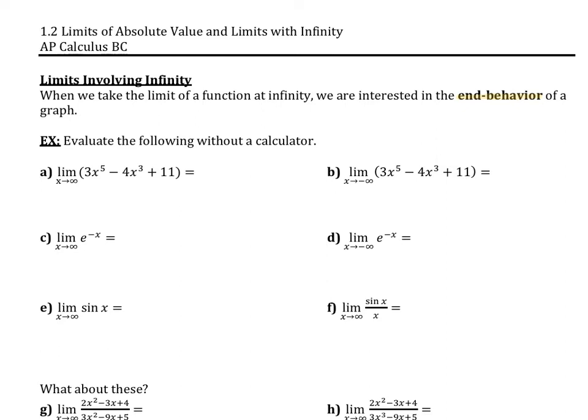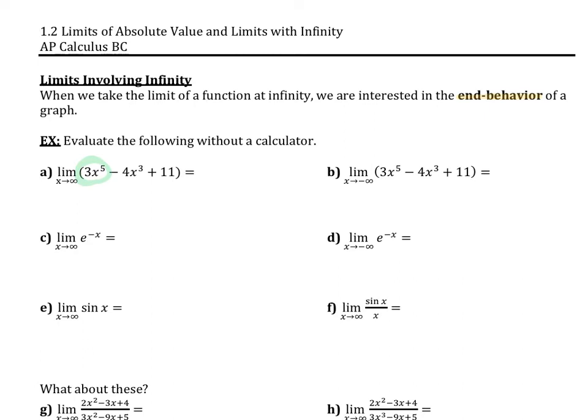Which can be pretty easy when we look at polynomials, where we maybe know what end behavior looks like. So for example, if we look at this first example here, the limit as x approaches infinity of 3x to the fifth minus 4x cubed plus 11. Think about what that looks like. It's a polynomial. And when we consider a polynomial and its end behavior, really all we're concerned about is the highest degree part of the polynomial.